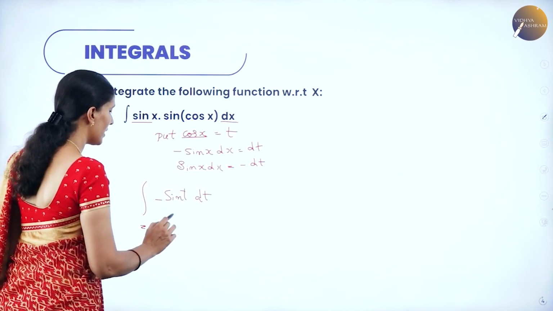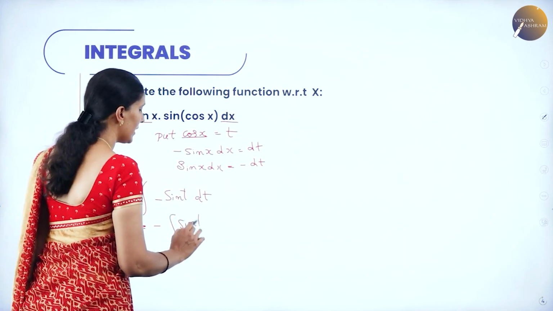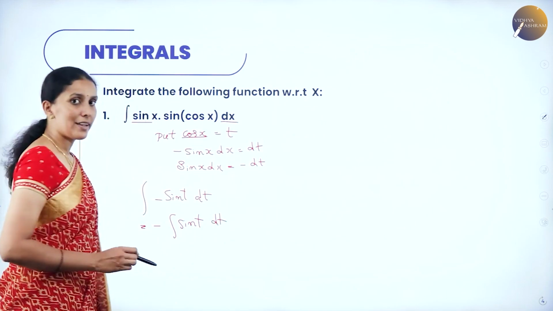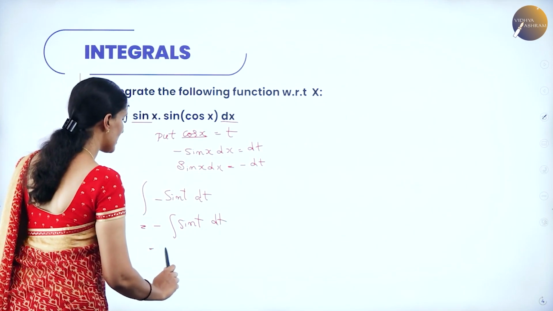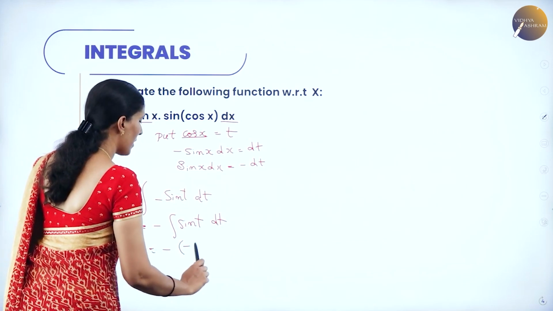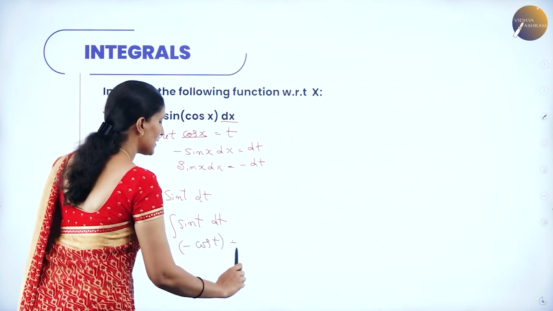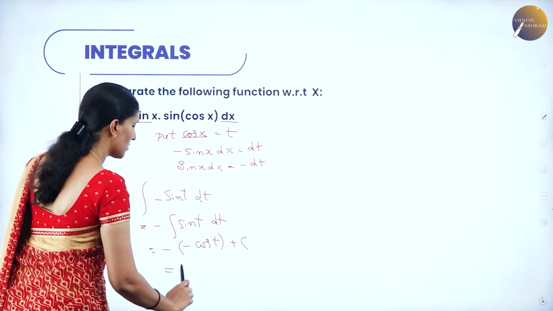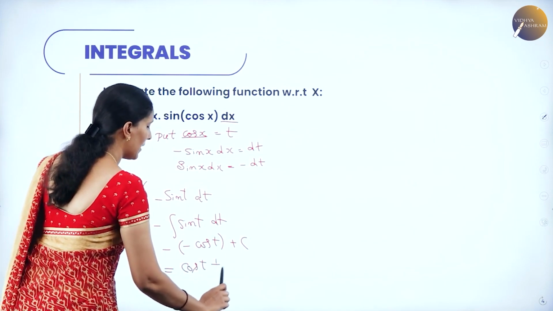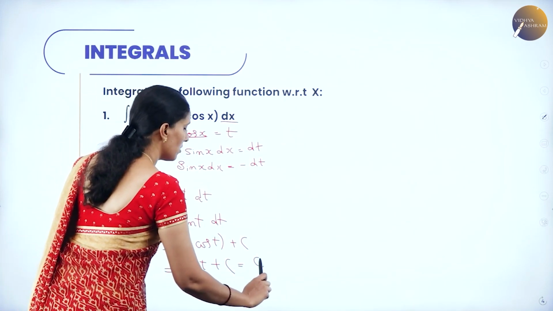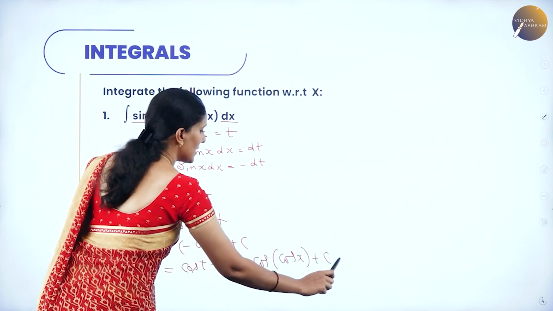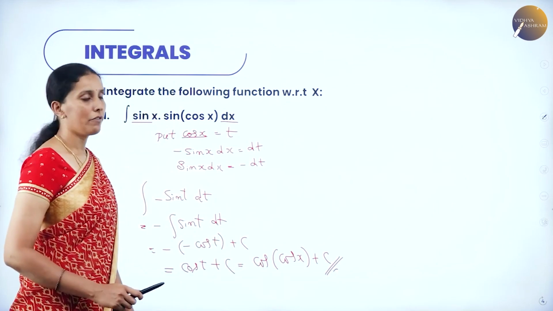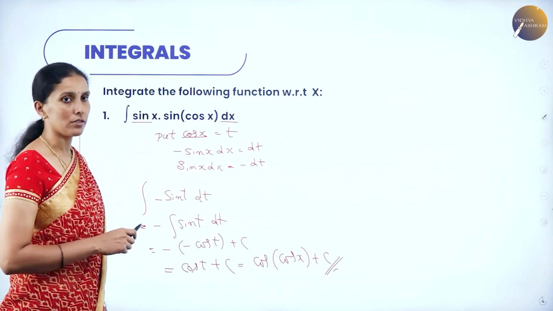Now we got minus integration of sin t dt. What is the integral of sine? Integral of sine is minus cos. So we get minus of minus cos t plus c. Minus of minus cos t is cos t plus c. What is t? We have taken cos x. So therefore cos of cos x plus c is the integral value of the given function.